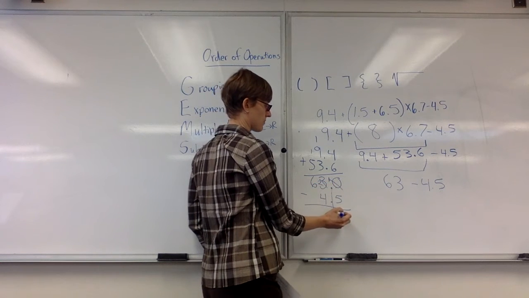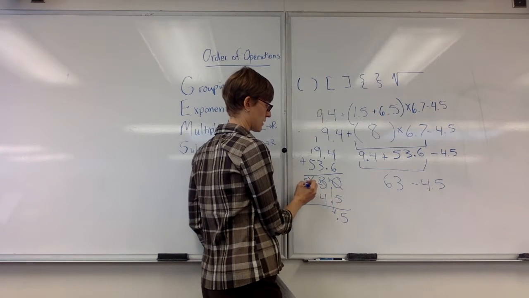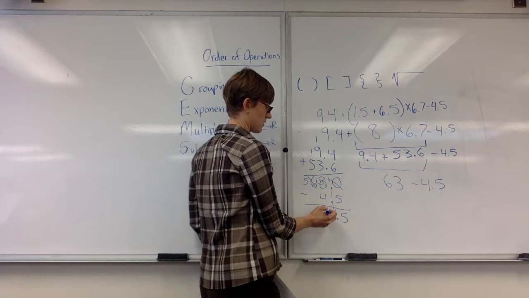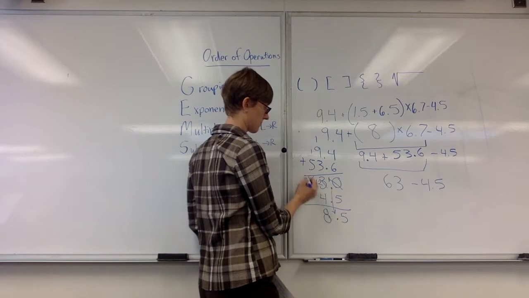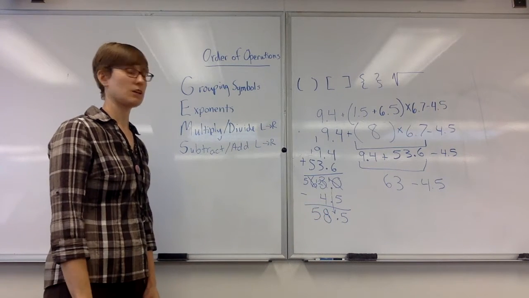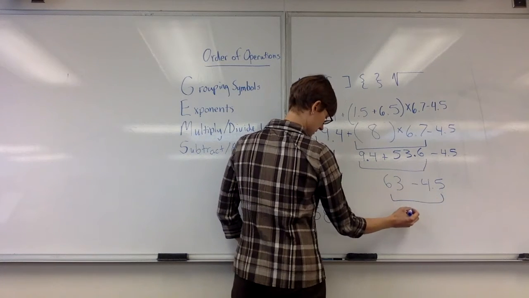So 10 minus 5 is 5. 2 minus 4 I can't do. I borrow from the 6. It becomes a 5. And now I have 12 minus 4, which is 8. And then I have the 5 that I just bring down. So my final answer here, when all is said and done, is 58.5.